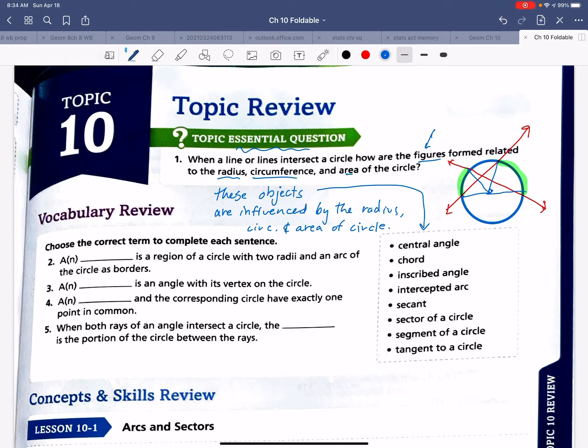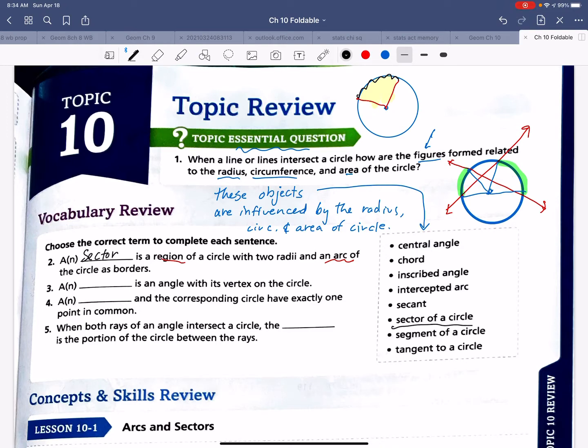So looking at our vocab word that says a blank is a region of a circle with two radii. So let's just add two radii. And it says it's a region and an arc, so two radii and an arc of a circle as borders. When they use the word region, it sounds like they're talking about the whole area. That is what we would call the sector. Okay, so that's our sector of a circle.